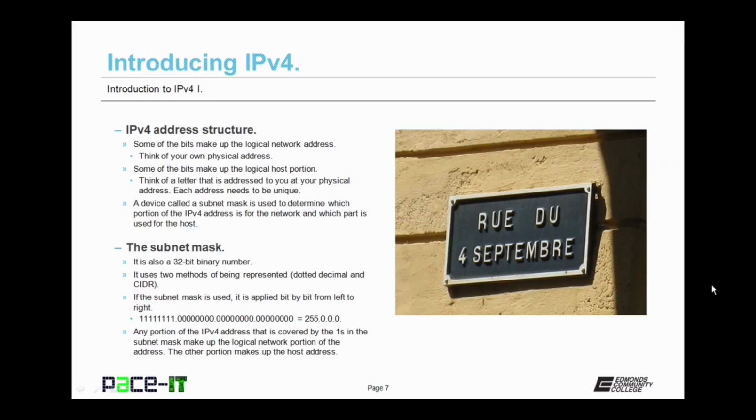Now let's move on to IPv4's address structure. Some of the bits make up the logical network address. Think of your own physical address. And some of the bits make up the logical host portion. Think of a letter that is addressed to you at your physical address. Now, each address in IPv4 needs to be unique if routing is going to occur. Now, a device called a subnet mask is used to determine which portion of the IPv4 address is for the network and which part is used for the host.